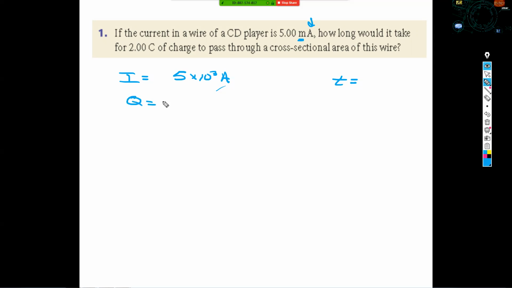So the amount of charge is 2 coulombs, 2 buckets of charge, 2 gallons of water. Remember, that's not just single charges. Current is the amount of charge over the time. So you've got your 5 times 10 to the minus third amps, the amount of charge and time, and plug and chug, it'll take about 400 seconds.